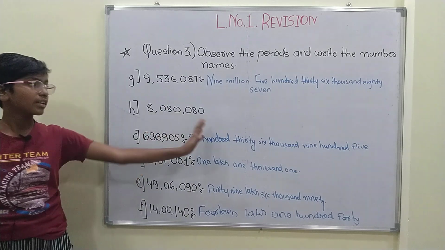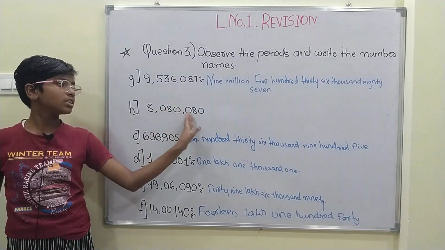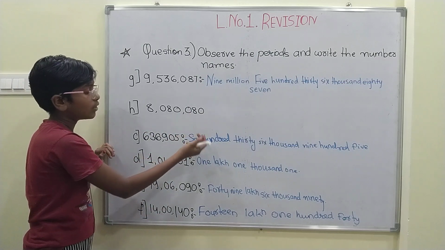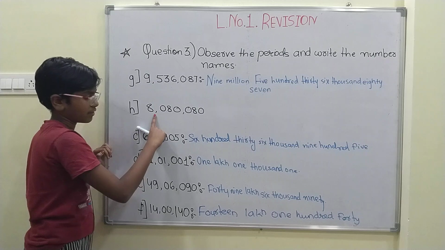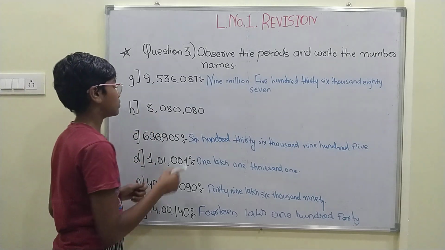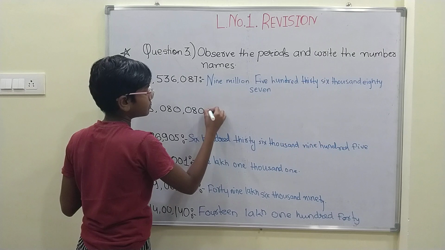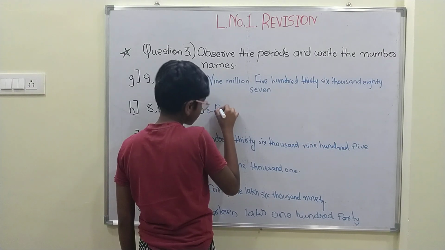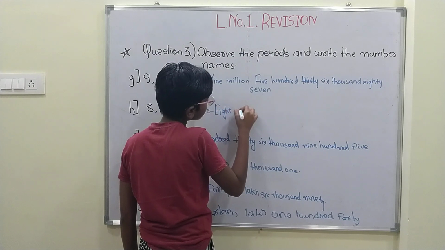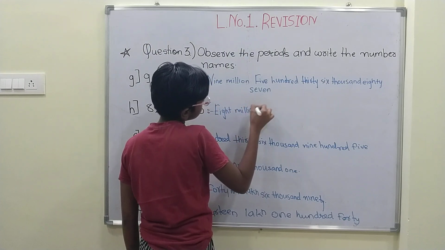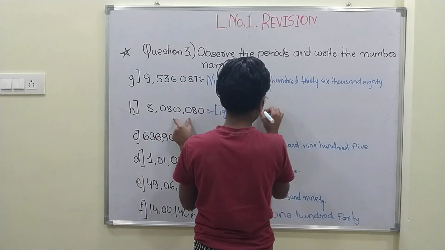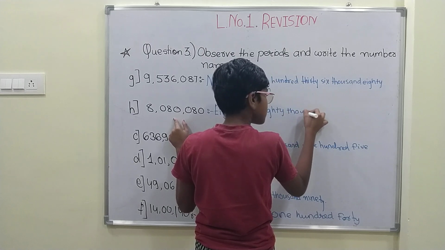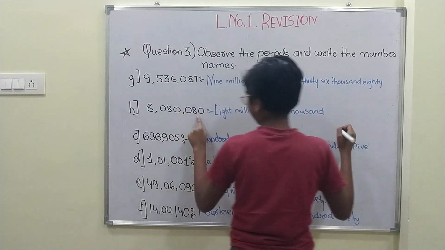Next one: 8,080,080. Right? How will I write it? This is also the international system. How do we classify? 3, then 3, continuously. So how will I write it? 8 million again, 80,000, 80.